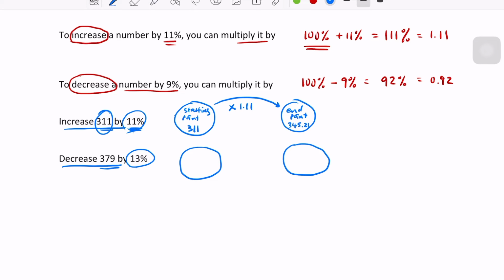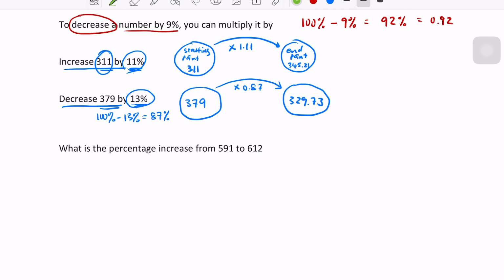However, if you wanted to decrease a number by 13%, exactly the same thing. So you will need to draw your bubble diagram. In your starting point, you know it's 379. Decrease by 13%. That means 100% take away 13%. That gives me 87%. That means I have to multiply it by 0.87. That gives me 329.73.